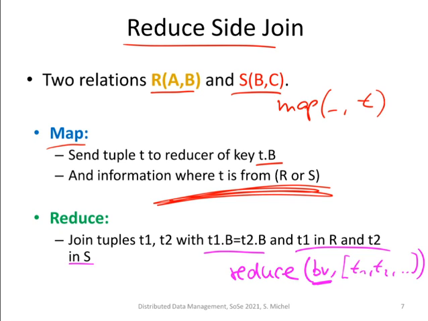And now it can happen that, for instance, this one here is from R, and this one here is from S. So we can join them right away and emit them. We don't have to check the predicate again. But of course, if we have here T3, which is also from R, then we cannot join, or we should not join T1 with T3, right? So we have to take care. The join predicate is already checked. This is guaranteed by the way MapReduce is organizing the data at the reducers.